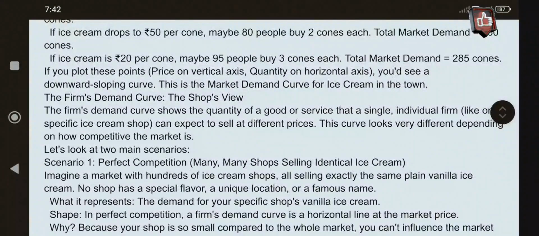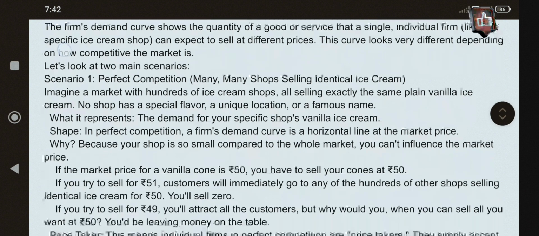The firm's demand curve. The shop's view. The firm's demand curve shows the quantity of a good or service that a single, individual firm, like one specific ice cream shop, can expect to sell at different prices. This curve looks very different depending on how competitive the market is. Let's look at 2 main scenarios.